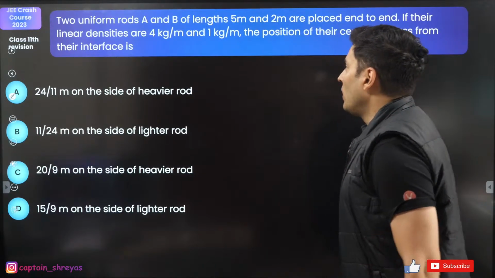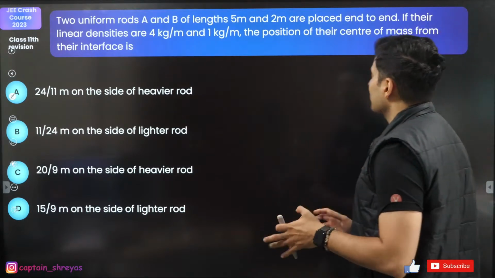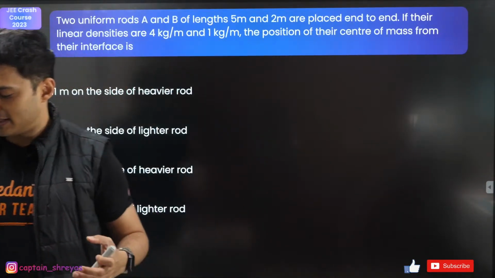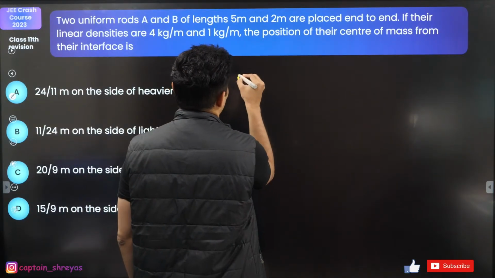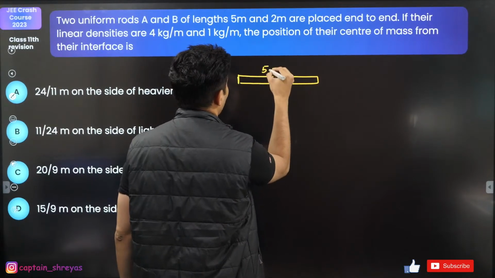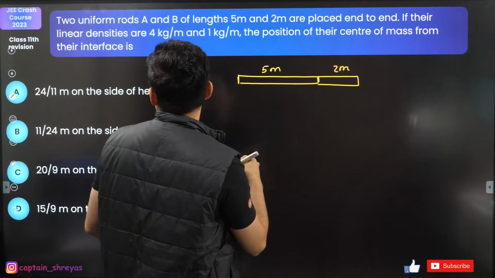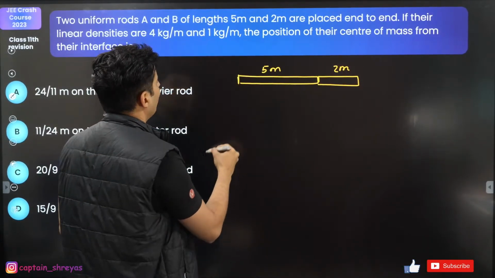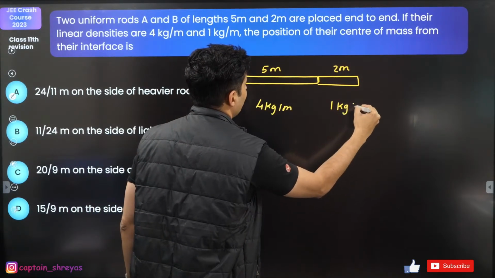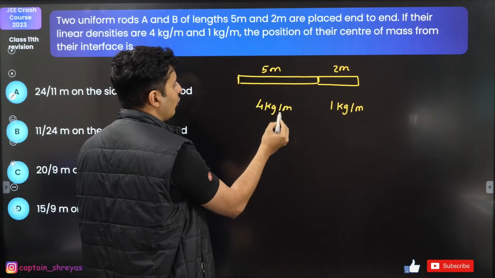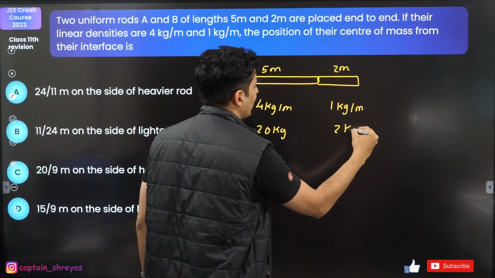Moving on. 2 rods, 5 meter, 2 meter, end to end. Linear density is given. The position of the center of mass from the interface is what? Let's try to do this. So first rod, 5 meters length. Second rod, only 2 meters length. Densities are 4 and 1. This is 4 kg per meter. This is 1 kg per meter. So the mass will be 4 into 5, that's 20 kgs. 1 into 2, that is 2 kg.